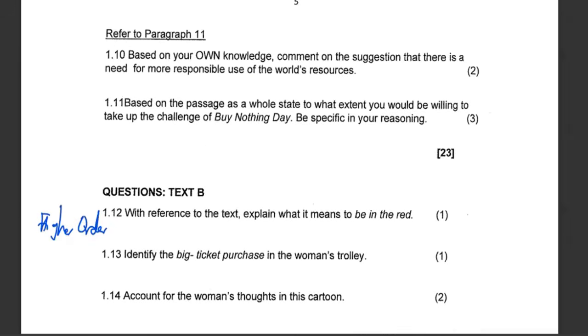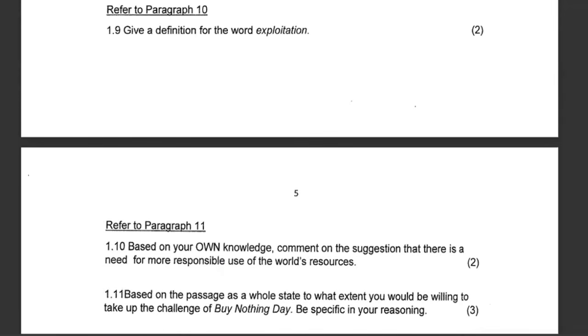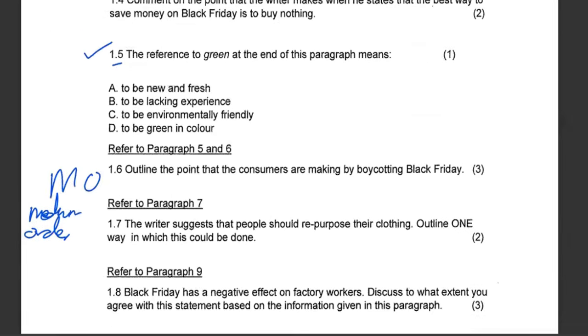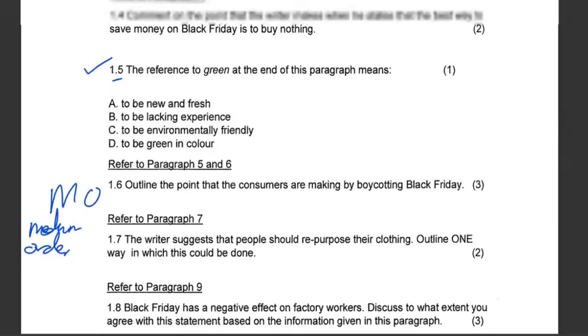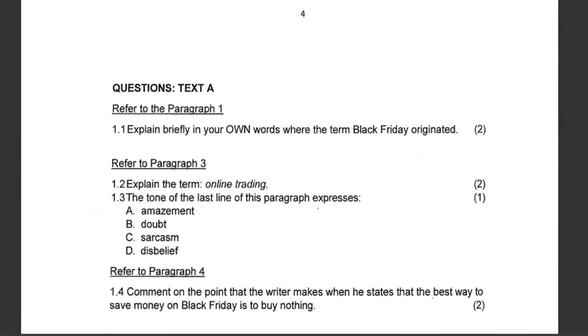So what do we say? Get many marks in the lower order, so that when you get to the medium order and the higher order, you will not have to struggle and say, I really will not get any marks. And therefore, that's what I wanted to recommend to you as we are beginning. Right. When we are coming into paragraph 1, it says, explain briefly in your own words where the term Black Friday originated. The key word is in your own words.